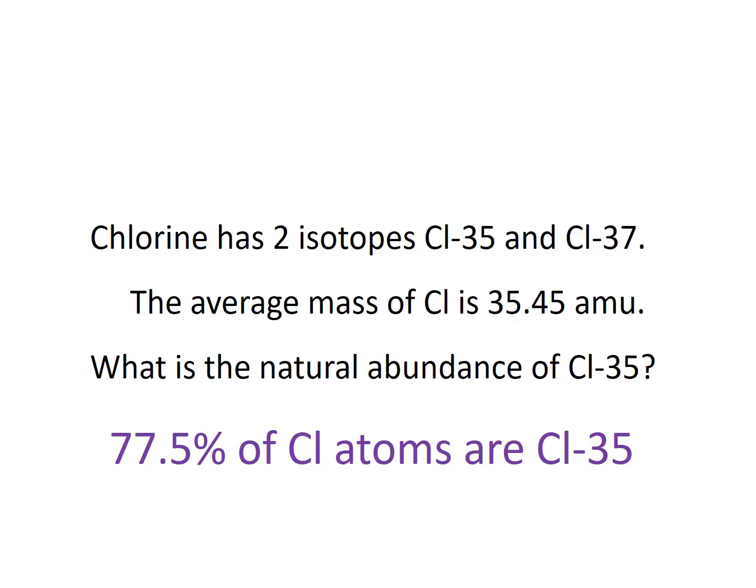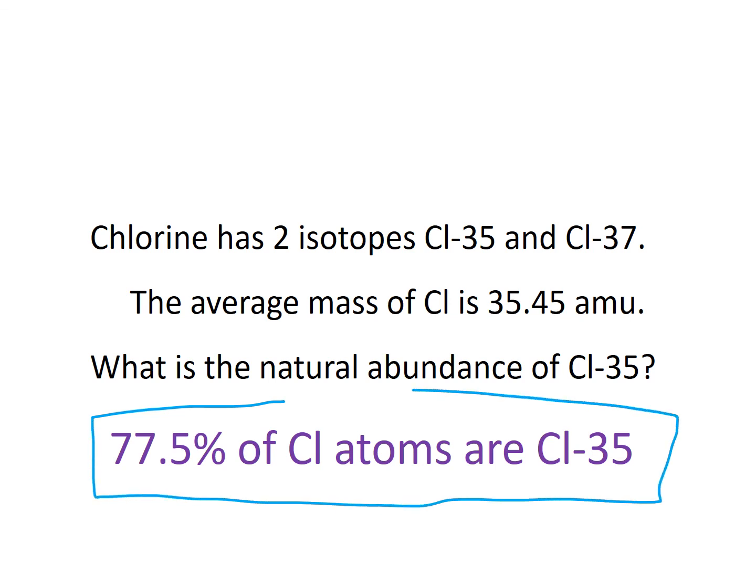Okay, so if we go back to the question, chlorine has two isotopes, chlorine 35 and chlorine 37. The average mass of chlorine is 35.45 AMU. What is the natural abundance of chlorine 35? And so our answer is 77.5% of chlorine atoms are chlorine 35. Okay, so that's our answer. Round up to one significant figure, we get 80%. So either of those answers will work for this, depending on how close you're tracking your significant figures.